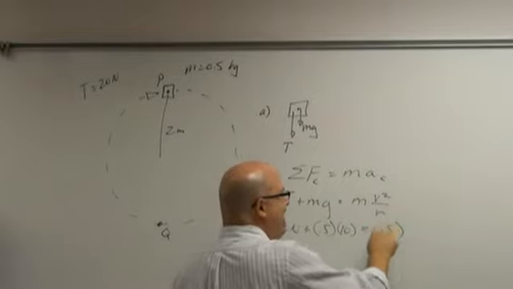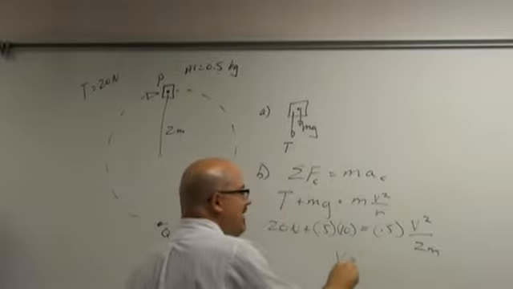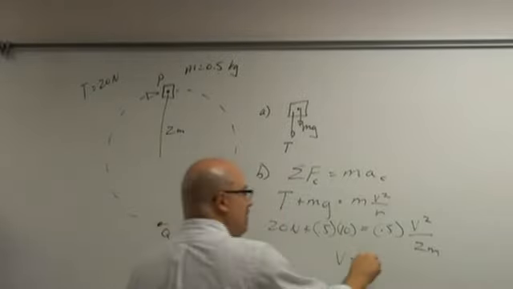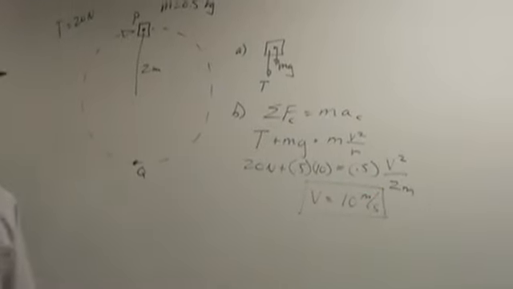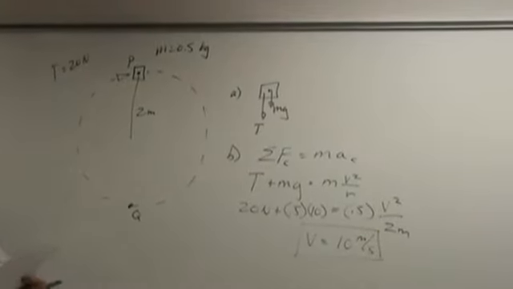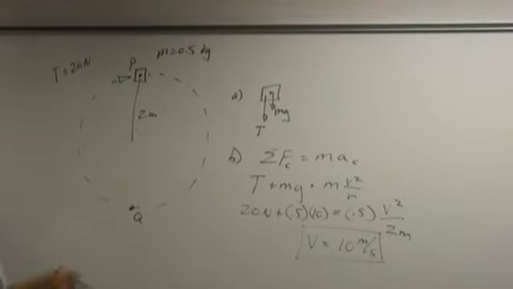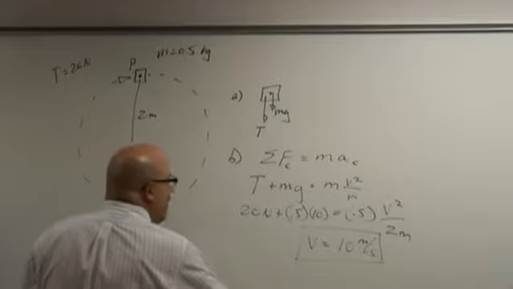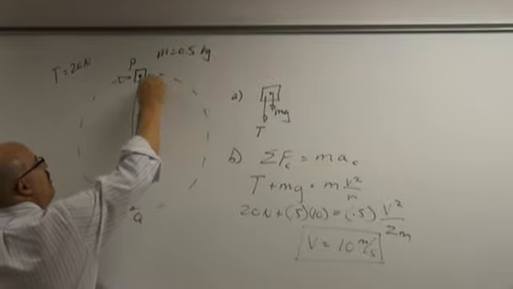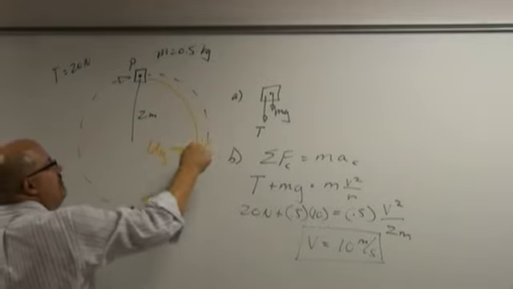Okay, the mass is 0.5, velocity squared over a radius of 2 meters. So the velocity is 10 meters per second. Yay. All right, now, next question is, what's the increase in kinetic energy? As this moves from P to Q, how does it get kinetic energy? Where does it come from? The potential. So from here to here, the potential energy is converting into kinetic.